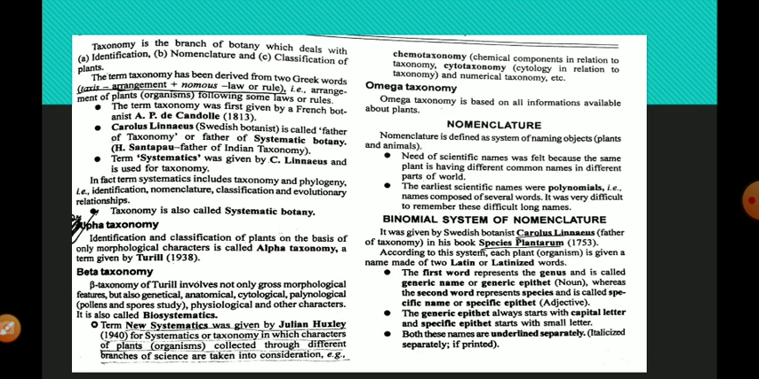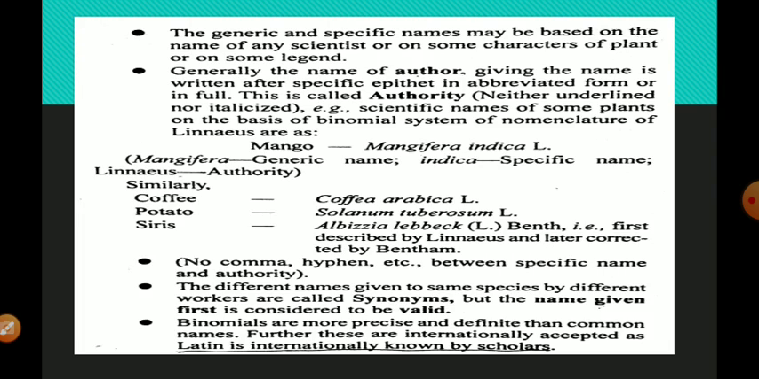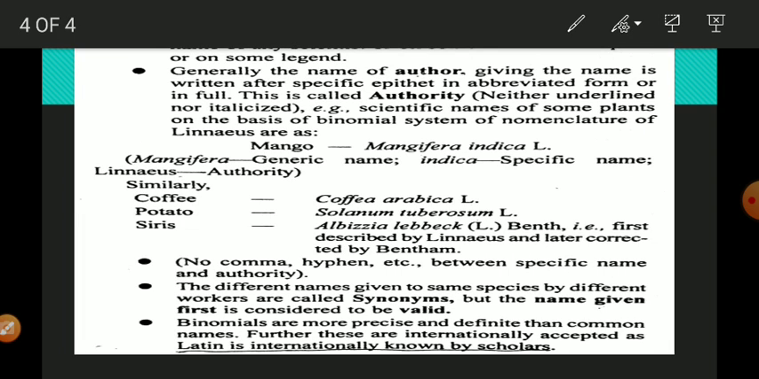The first word represents the genus, and it is called the generic name or generic epithet, whereas the second word represents the species, or the specific epithet. The generic epithet always starts with a capital letter. For example, Mangifera indica. Mangifera indica consists of two names, and it is the scientific name of the mango.